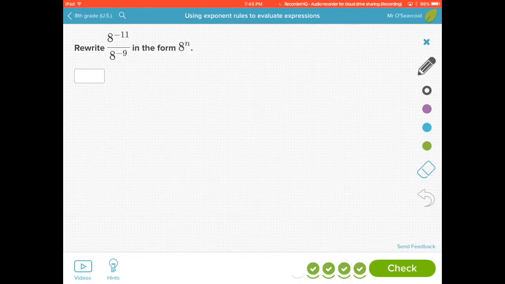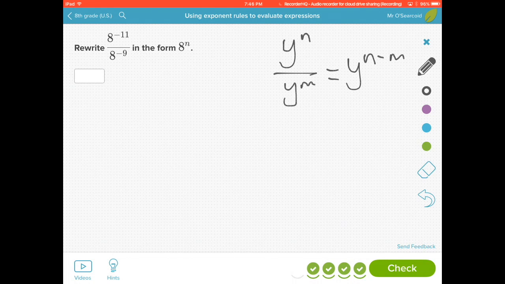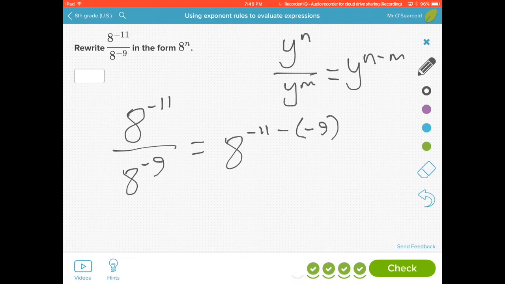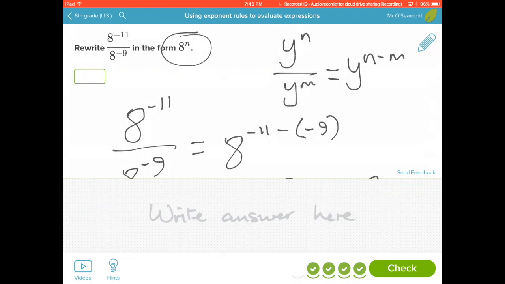Okay, back to the division rule again. 8 to the negative 11. So we use the division rule again. We're using y to the n over y to the m is equal to y to the n minus m. Remember that. So that tells us that 8 to the negative 11 over 8 to the negative 9 is equal to 8 to the negative 11 minus negative 9. Careful again. This is equal to 8 to the negative 11 plus 9, which is equal to 8 to the negative 2. Again, we're being told to give the base to be 8, not 1/8. So we're going to put in 8 to the negative 2.